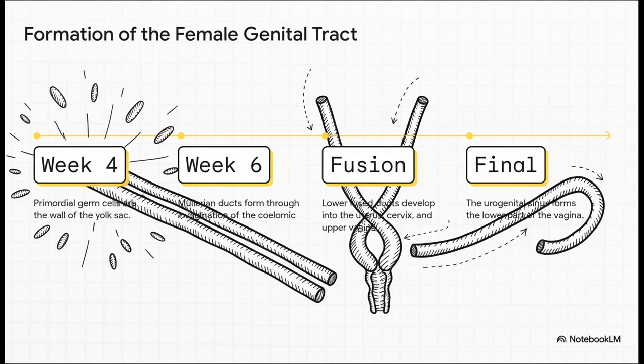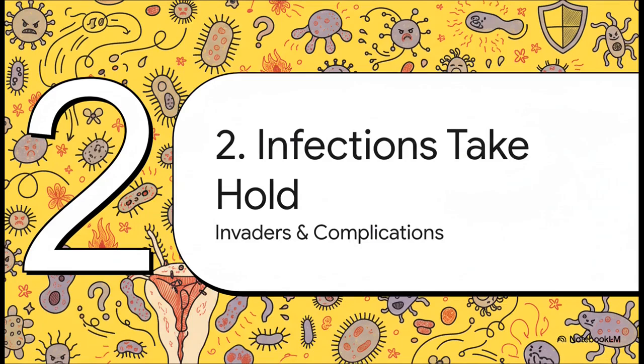It all starts around week 4, with these primordial germ cells appearing in the yolk sac. Then, by week 6, these structures called the Mullerian ducts form, and they start growing downwards. And here's the key step. They fuse. This fusion in the middle forms the uterus, the cervix, and the upper part of the vagina. And to finish it all off, the urogenital sinus contributes to form the lower part. A beautiful step-by-step construction.